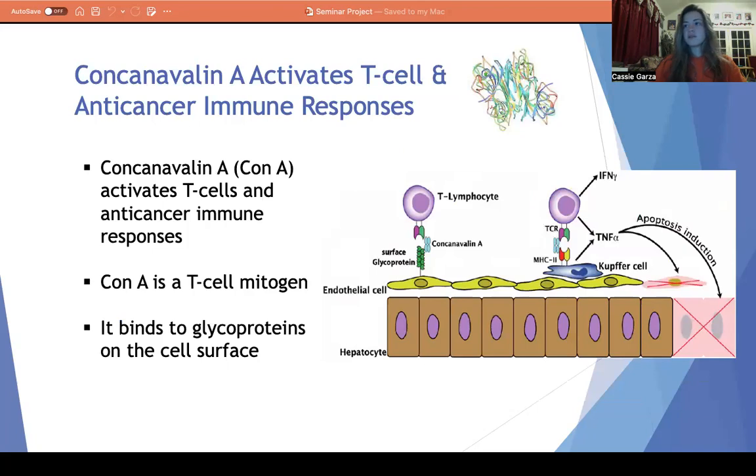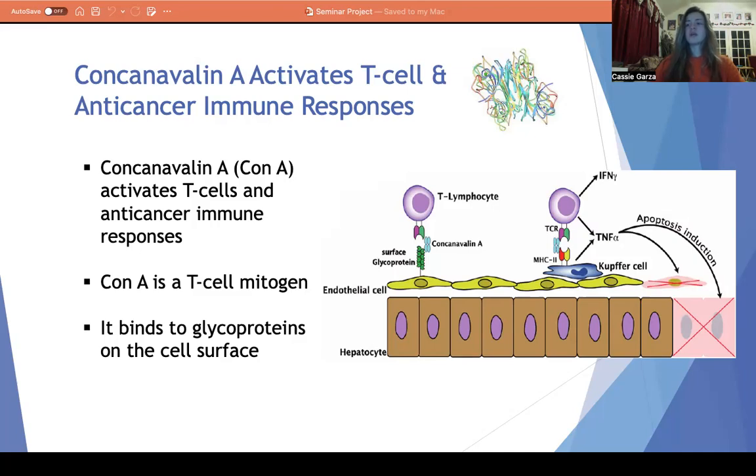So concanavalin A, or ConA for short, is just one example of a lectin that's going to be used in the experiments later. ConA binds to and activates T cells and causes an anti-cancer immune response. ConA is also known as T cell mitogen. Mitogen just refers to a protein that induces cell division. So ConA would be considered a mitogen, and it acts directly with tumoricidal and immunogenic effects.